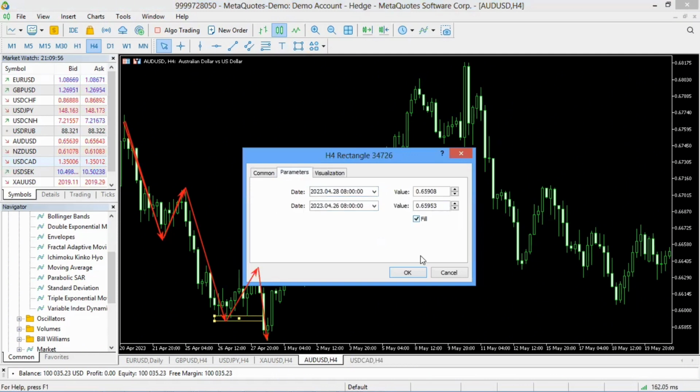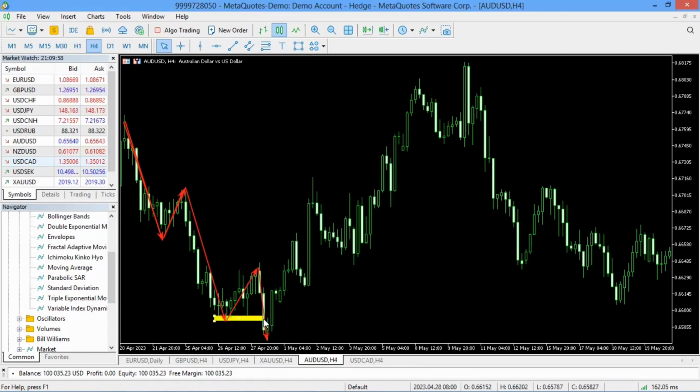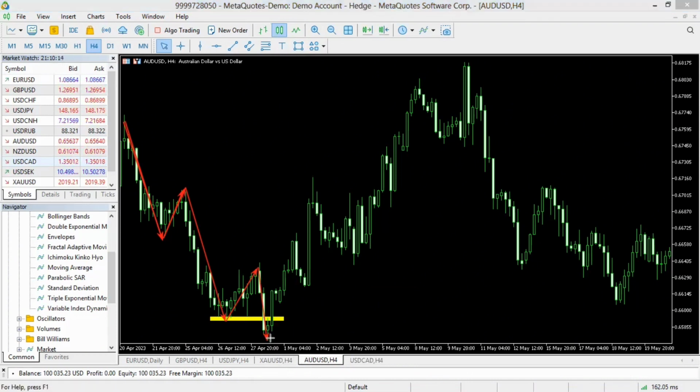Parameter fill. You need to add fill. Okay, so you can see the market came down. Some would call this a stop hunt. You know, there were others here. This is the sell side liquidity, so it has to be taken, has to be grabbed. All right, the market did what it normally has to do.